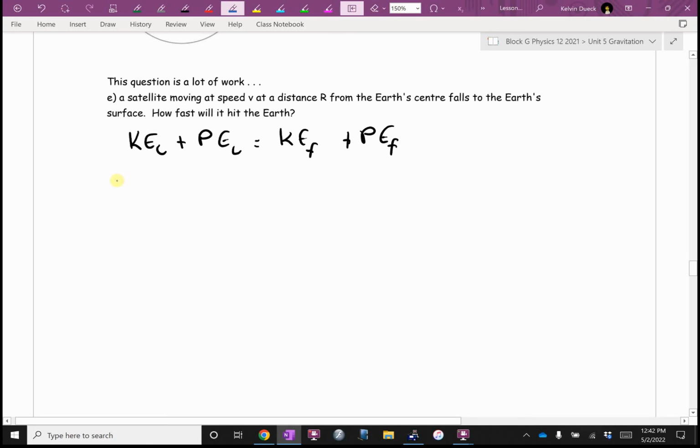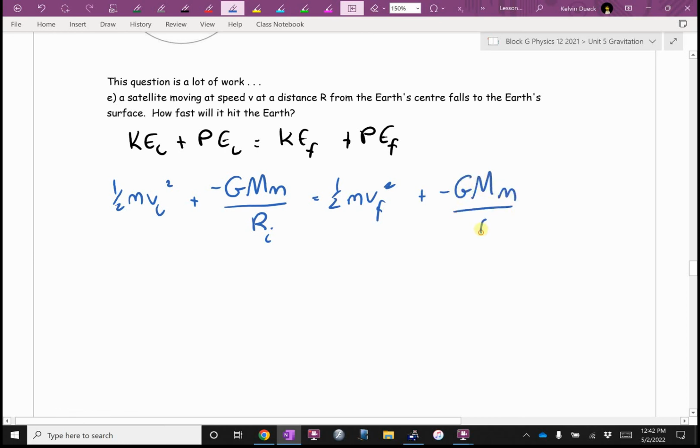And if I take this one step further, a half little m V initial squared. Now in this case, initial is outer space, not on the Earth. We're starting in outer space. Plus negative big G, big M, little m over big R initial. I'll use big R because that's what they used in the question. Equals a half little m V final squared. That's what they want us to find, V impact. Plus negative big G, big M, little m all over R final, which in this case would be 6.38 times 10 to the 6th, the surface of the Earth.